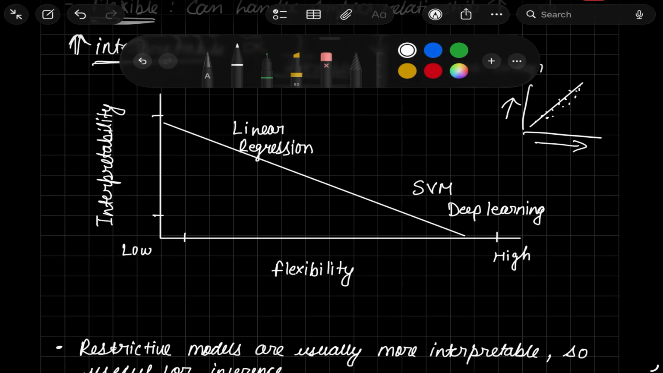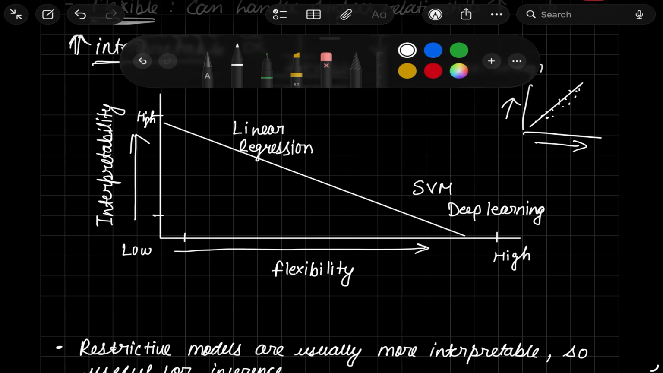As you can see, as interpretability increases, flexibility decreases, and as flexibility increases, interpretability, the ease with which we can understand the model, decreases. Linear regression, KNN, and all these simple models can be understood very easily on paper, and we can show how they make predictions. The more interpretable it is.